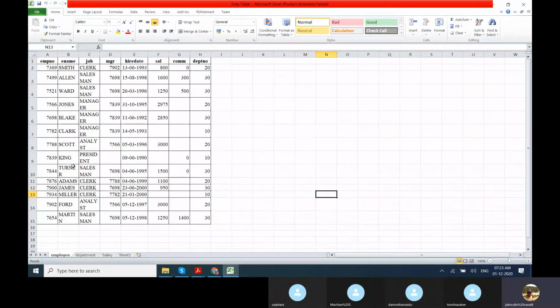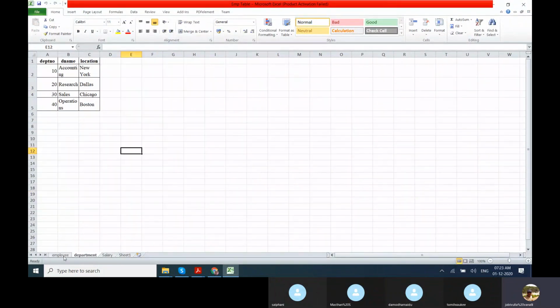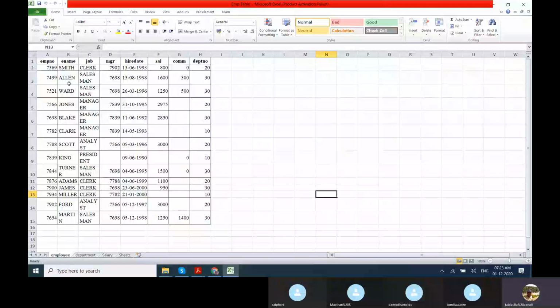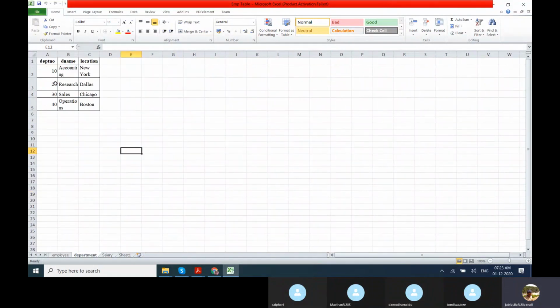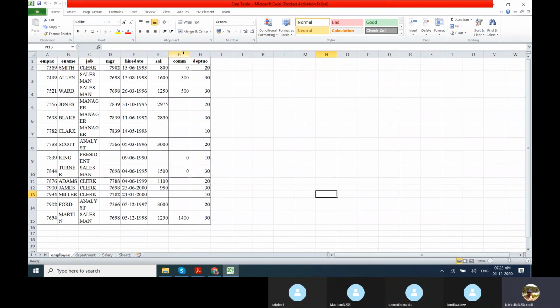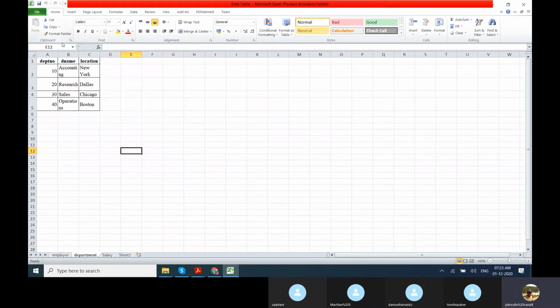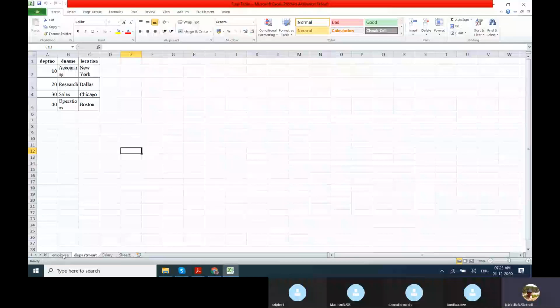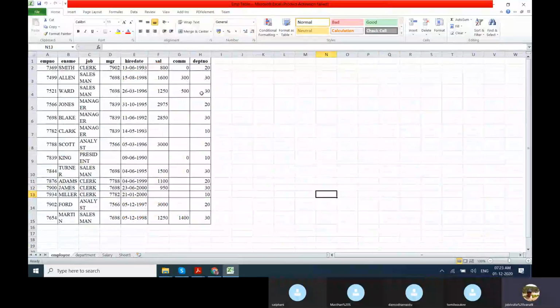See here, this is the employee table and this is the department table. Here employee number is there, employee name, job, manager, hire date, salary and commission columns are there. And here department number is there, and here department number is there. This department number is intentionally created.